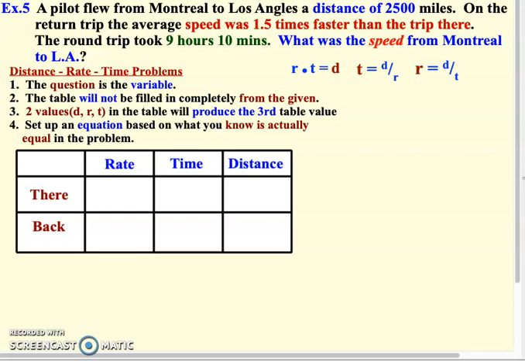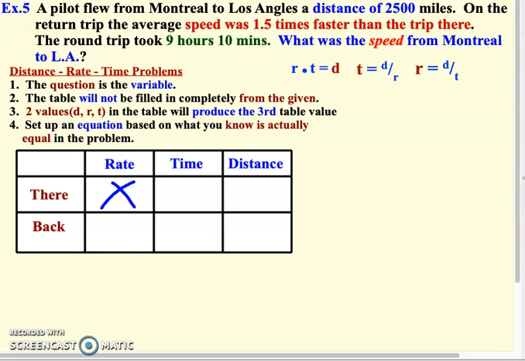Now also, distance rate time problems tend to have parts to them, like ways to split it up. So there's a there and a back trip. To me, that's kind of the typical split here. So when you read it, that should be kind of clear to you. There's parts as far as organization goes. So what was the speed from Montreal to LA? Well, that's actually the there part of the trip. Question defines the variable, and there's my x.